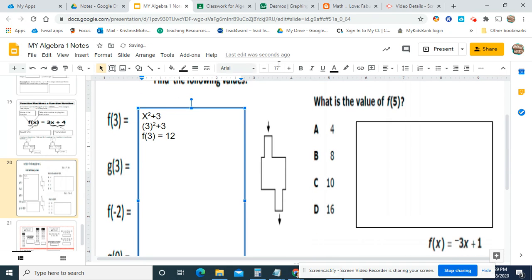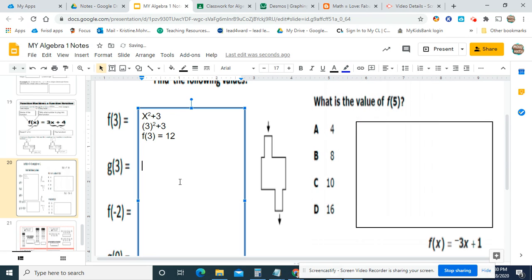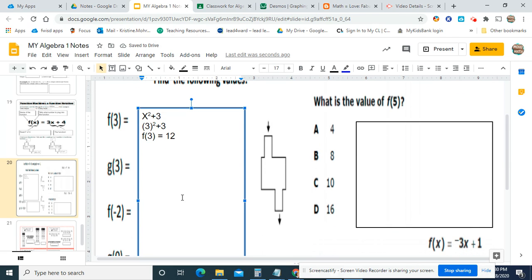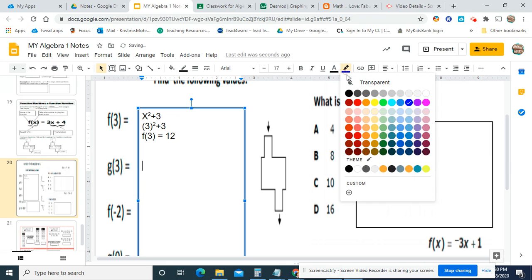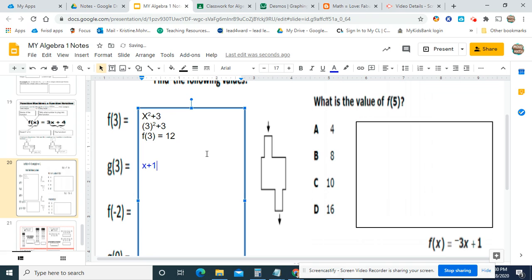Now we go to g of 3. I'm going to change colors to blue. So g of 3, now we got to use our g function, x plus 1. So that one's easy. Oh, I clicked the wrong thing. I didn't mean highlight blue. Right, and blue. So x plus 1. Well, x has now become 3, so 3 plus 1, and we have 4. g of 3 equals 4.